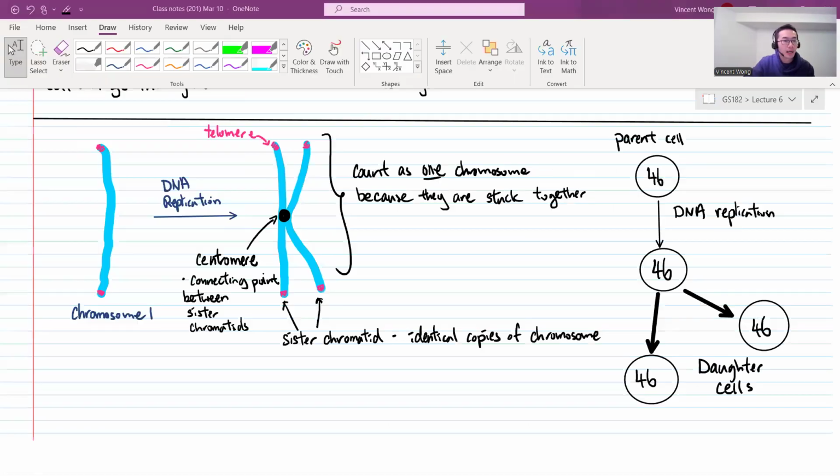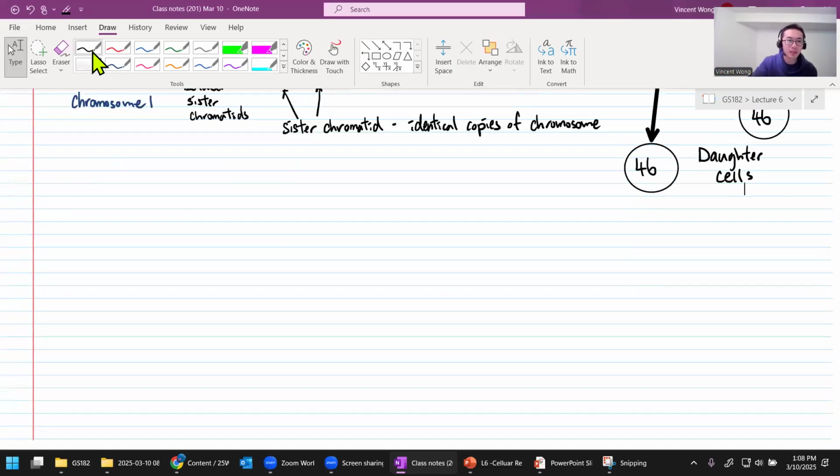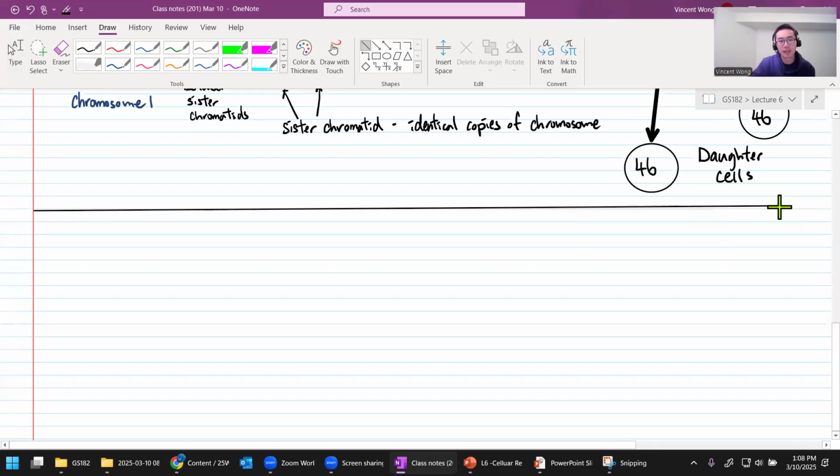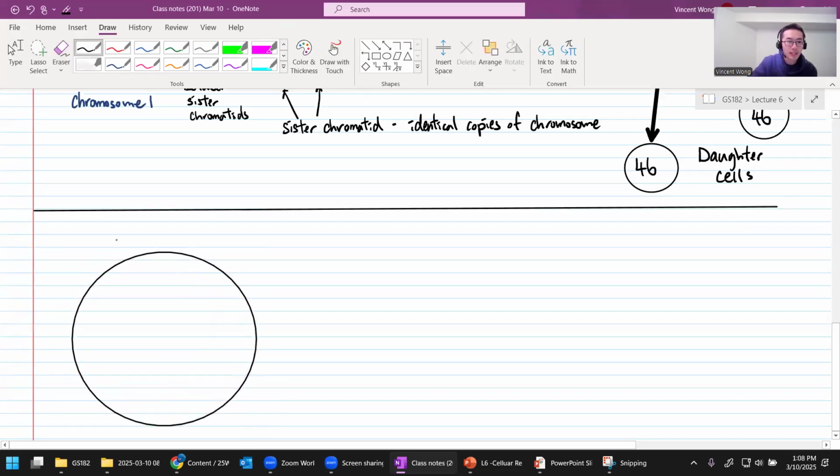Now, I want to draw this with you together. Usually it's better when you draw it out. If you took biology before, you probably know this already, but if this is your first time taking it, drawing it out is going to help you. Okay, so this is the prophase.